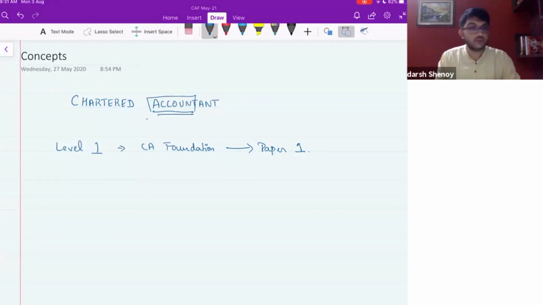You have 4 subjects, but you know which is the most important subject, which is accounts. I'm not saying ignore the other subjects. Don't take it wrongly. The other subjects are equally important.